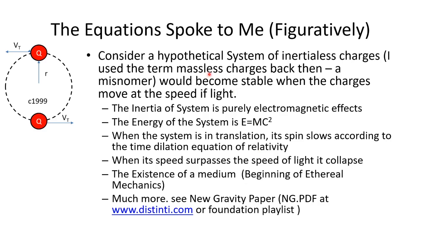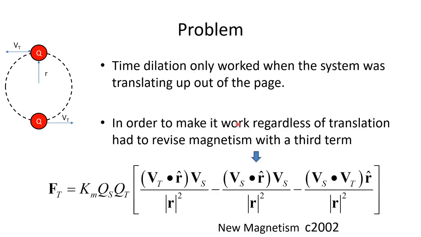Okay, but there was a problem with this model. The problem with this model is that these things only work if this system is moving up out of the page. But if you take this system and move it off to the right, it disintegrates. And I'm like, well, that can't be. Matter should be able to move in any direction without disintegrating. And I figured, well, gee, if I add one more term to this magnetism equation, then this hypothetical model of matter can move in any direction, and it will still experience time dilation and everything that we would expect matter to do.